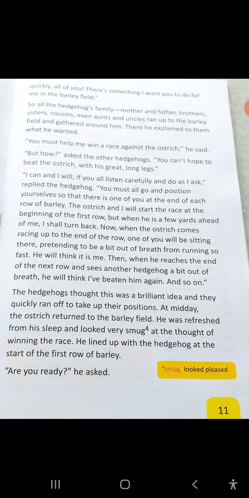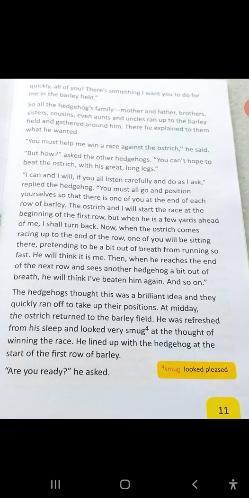But his family members were not sure that the hedgehog could beat the ostrich, because they thought, you are such a small creature, you have such short legs, how can you run faster than the ostrich, who has long strong legs and can run and walk very fast. "I can and I will, if you all listen carefully and do as I ask." Now the hedgehog was very sure that he could win the race, so he asked his family members to follow what he asked them to do.